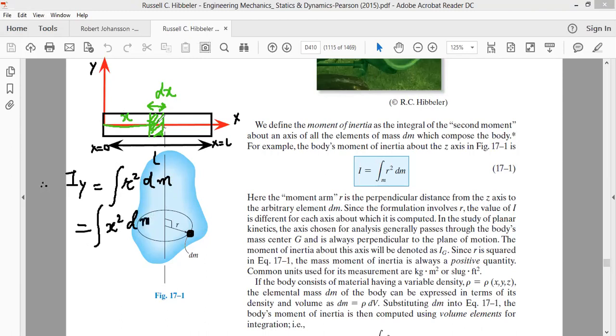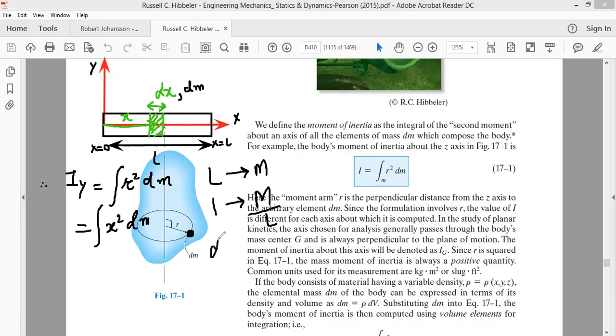dm is the mass of this element. Now look, this small element whose thickness is dx has a very small mass. Let's call that dm. When the length of the rod is L, its total mass is m. When the length will be 1 unit, its mass will be m by L.